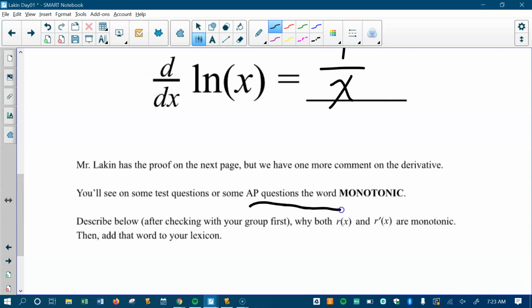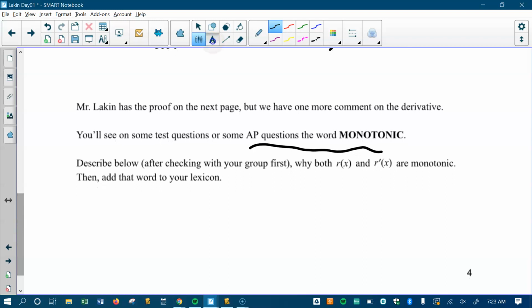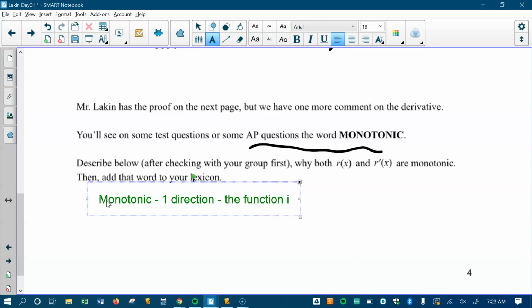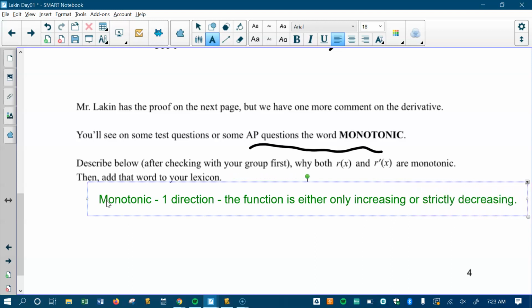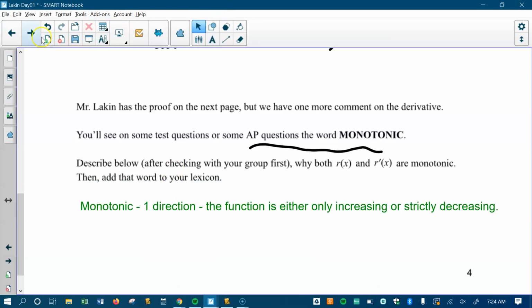We have one more concept that we need to cover, which is monotonic. Please pause the video and talk with your group about what you think monotonic means. Okay, so I'll tell you what monotonic means. Monotonic means basically going in one direction. What I mean by that is that the function is either only increasing, or we say strictly increasing, or strictly decreasing, and we will always do that for the entirety of its domain.